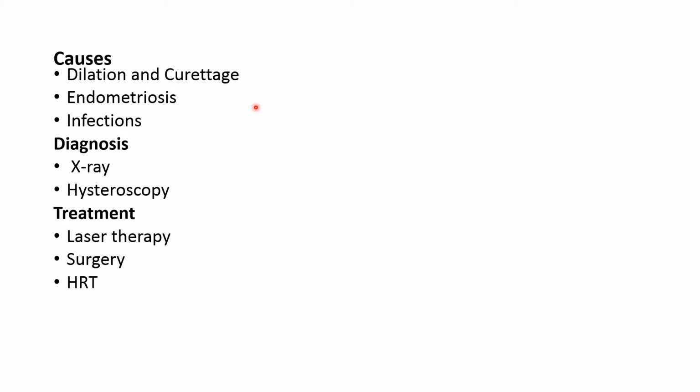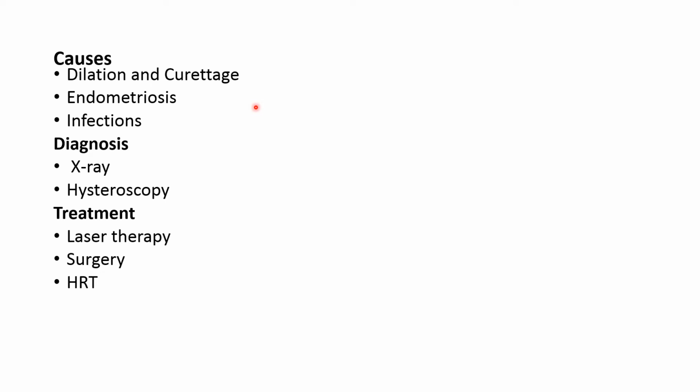Endometriosis is also a cause. Endometriosis is inflammation of the uterus, and this inflammation may also cause the adhesion of the walls of the uterus. And infections like tuberculosis and other infections could be the cause of Asherman syndrome, that is, the inflammation and adhesion of the uterus wall.